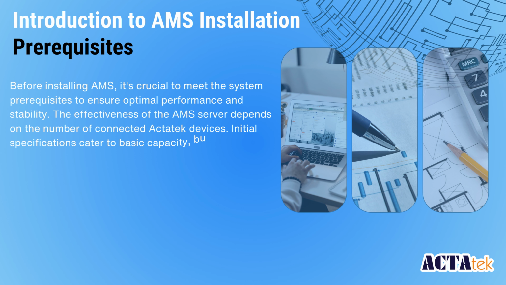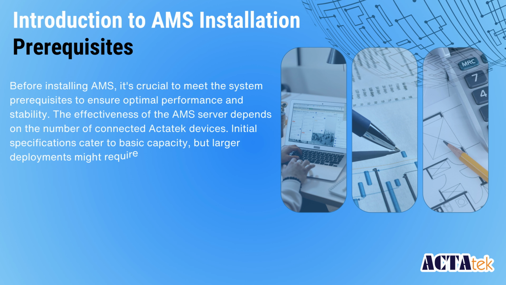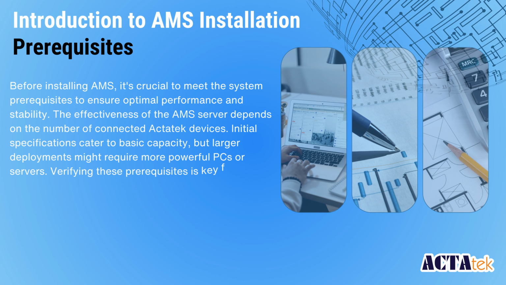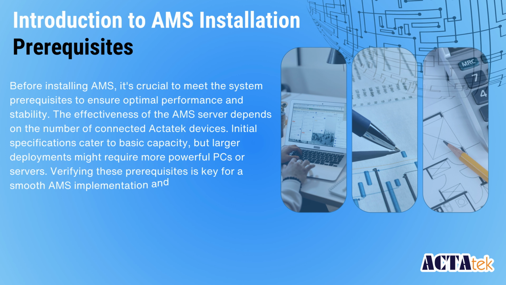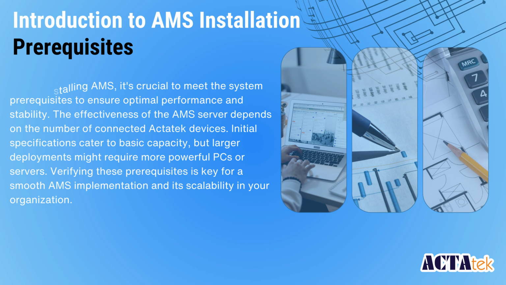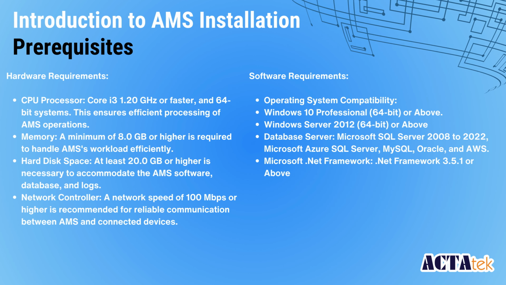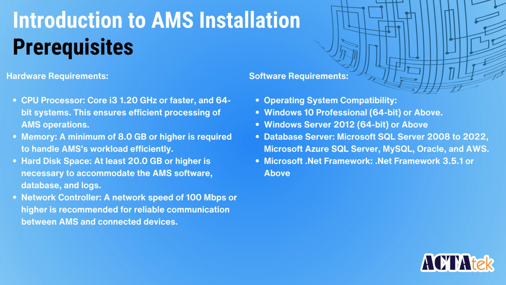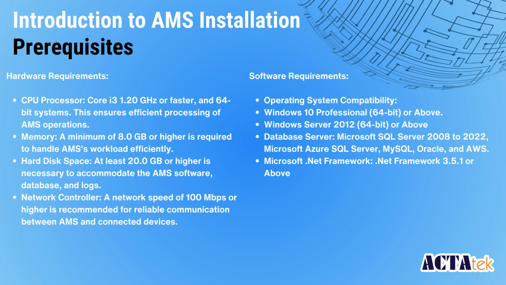Initial specifications cater to basic capacity, but larger deployments might require more powerful PCs or servers. Verifying these prerequisites is key for a smooth AMS implementation and its scalability in your organization. The provided initial hardware and software specifications for AMS are designed to fulfill basic capacity needs.